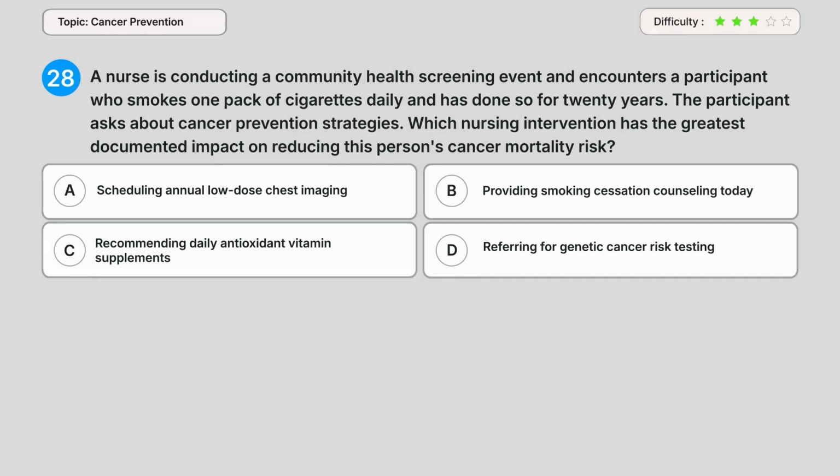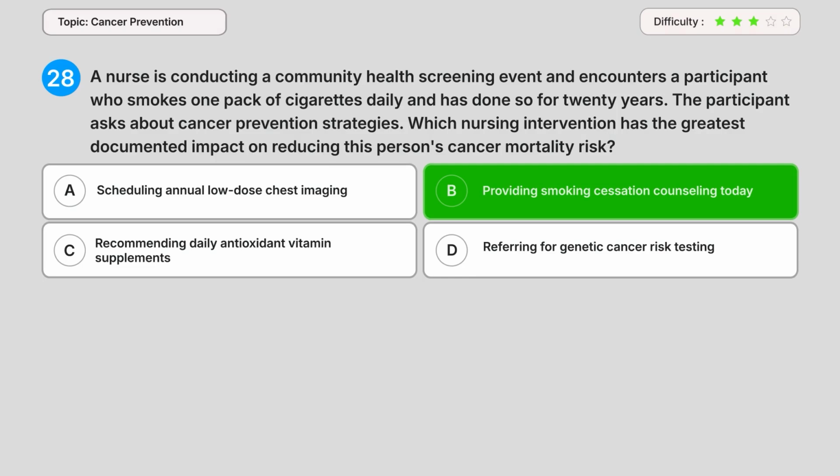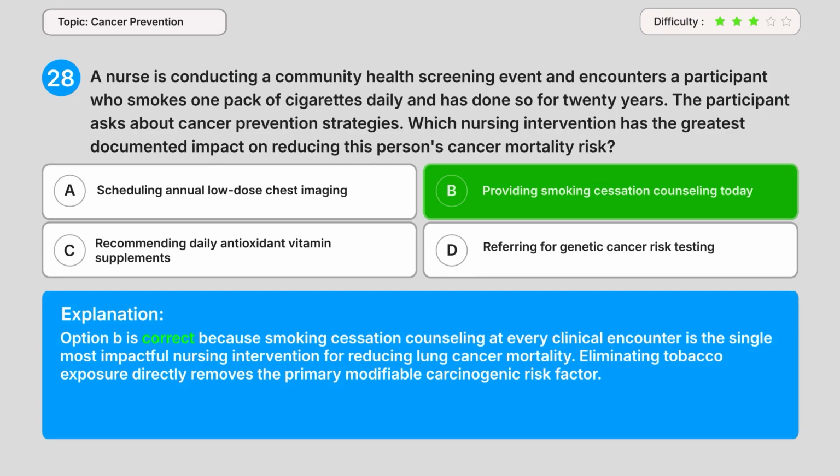Correct answer. B. Providing smoking cessation counselling today. Explanation. Option B is correct because smoking cessation counselling at every clinical encounter is the single most impactful nursing intervention for reducing lung cancer mortality. Eliminating tobacco exposure directly removes the primary modifiable carcinogenic risk factor.